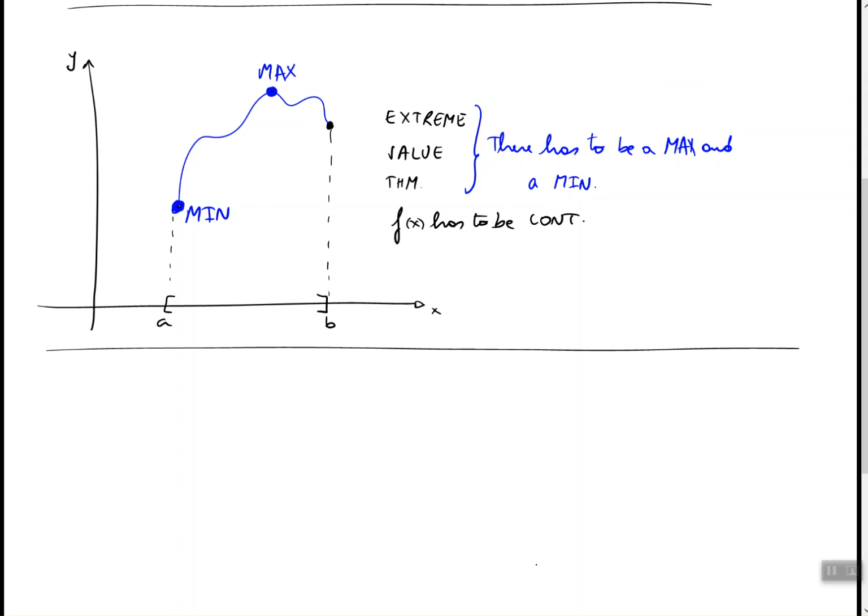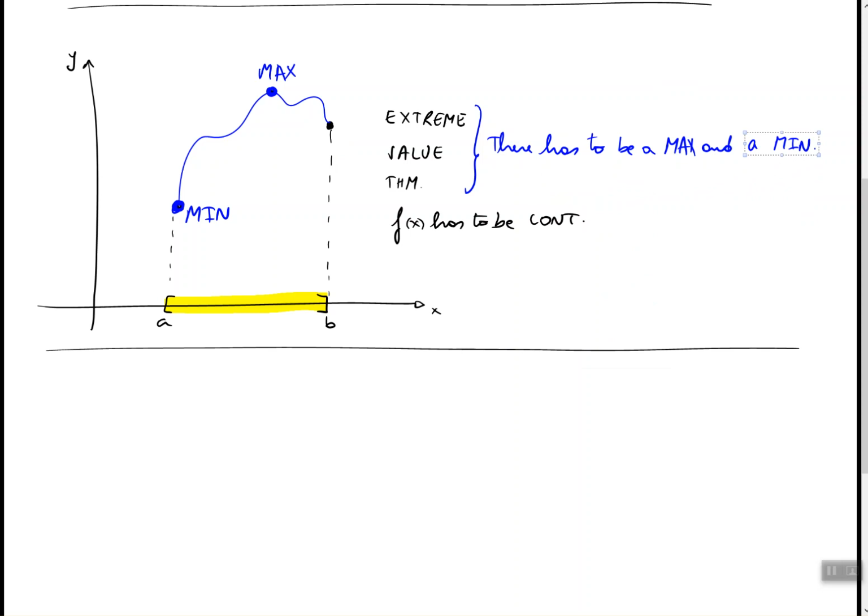Okay, so we've already worked with the extreme value theorem, which says that if your function is continuous on an interval from a to b, so that's kind of what it looks like, and it's continuous, which means it has to be drawn without lifting your hand, then there has to be a maximum and there has to be a minimum. So now what if the interval is not closed?